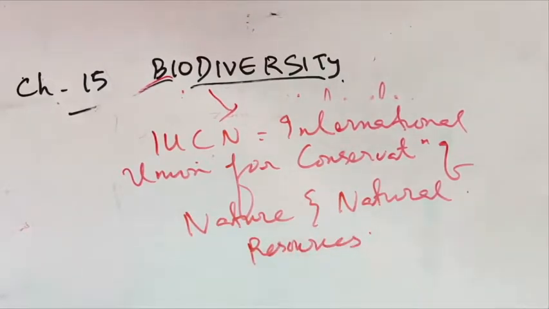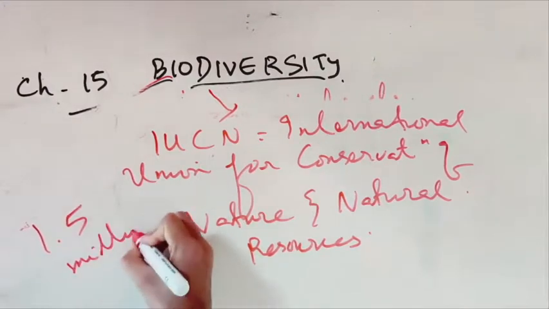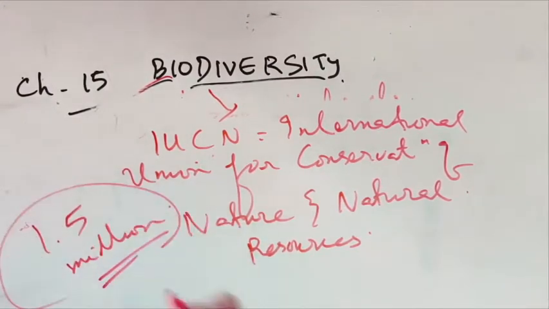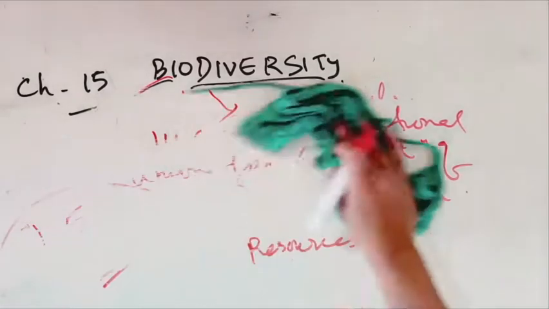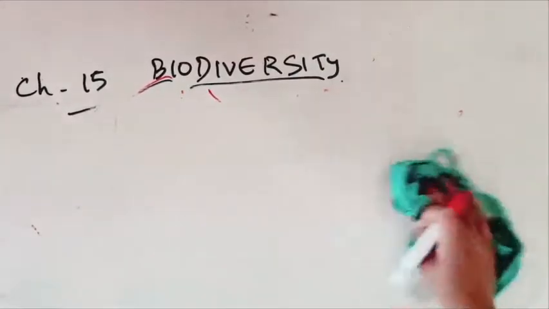So far around 1.5 million species have been described, and we are still exploring. We are still exploring, as shown in table figure 15.1 in the textbook.